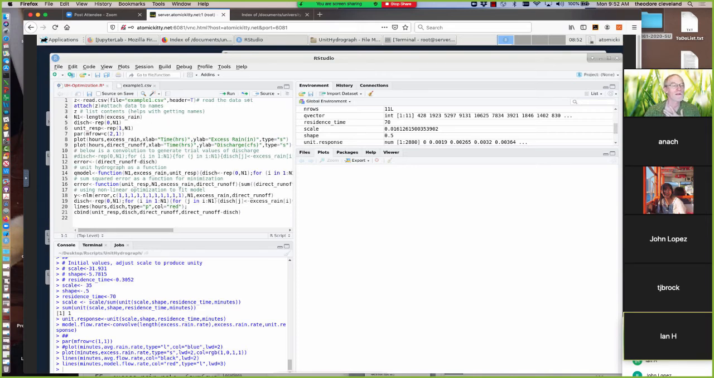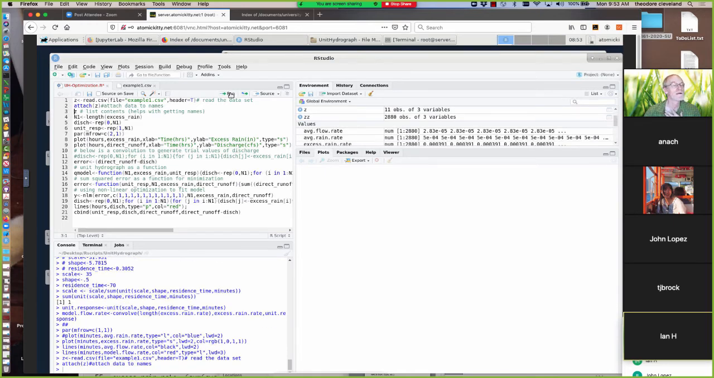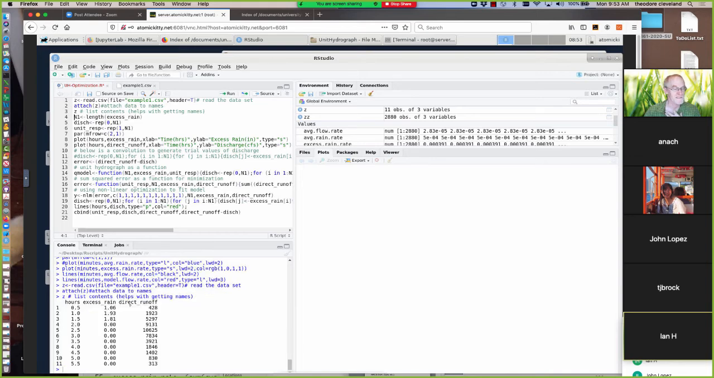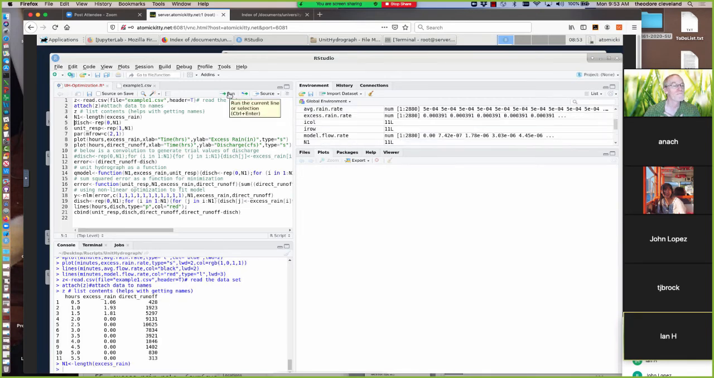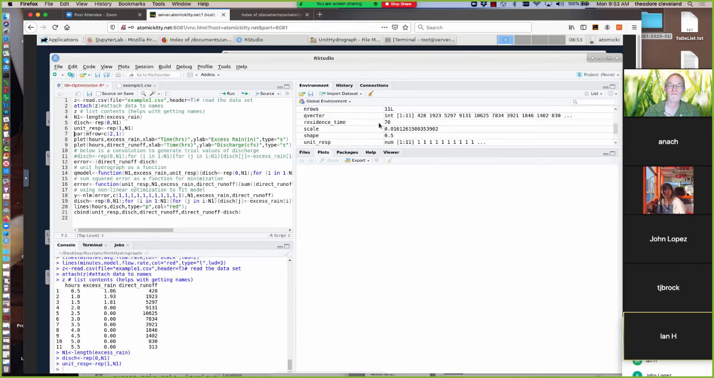So here we're going to read the file. We're going to attach the headers. We're going to list the contents. So we've read the file. I believe that's correct. When we get the length of those vectors, we're going to create a space for discharge. We look up here, there's a bunch of zeros right now. We're going to create a space for unit responses, which are also, there are a bunch of ones right now.